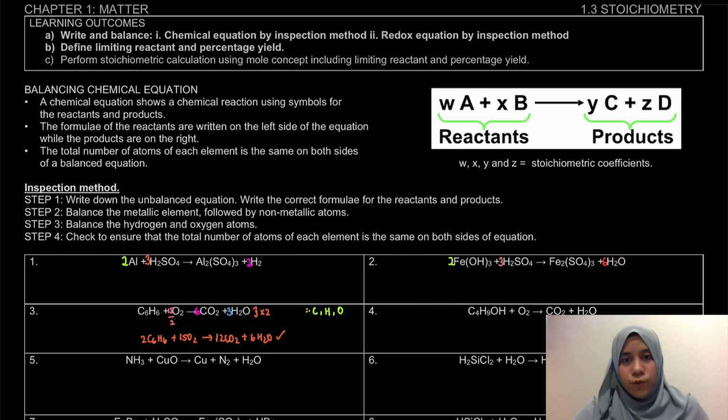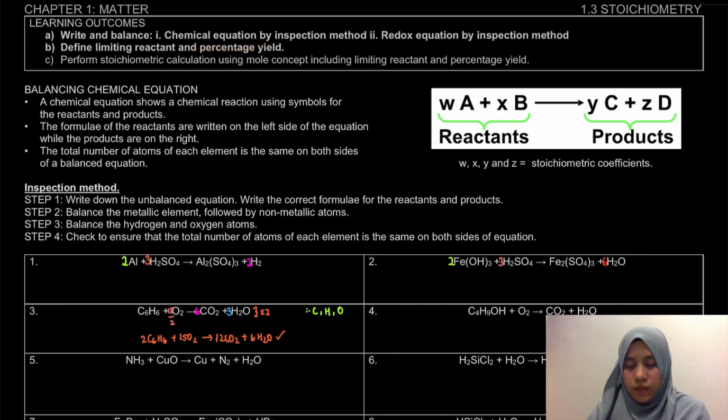So in the last video, we looked at the inspection method for the chemical equation, where it is straightforward from the reactant to the product. Make sure all the atoms on the reactant side are equal to the number of atoms on the product side. So that is the first one, the chemical equation by inspection method.